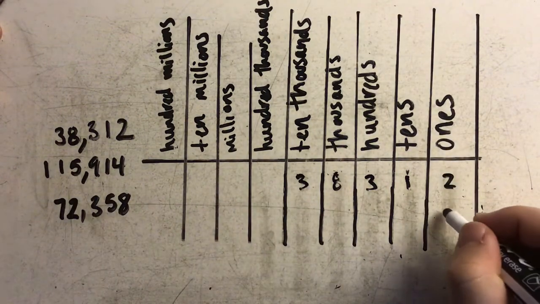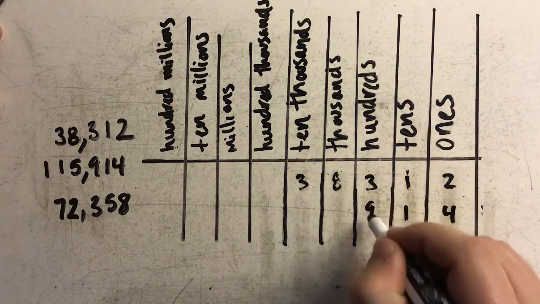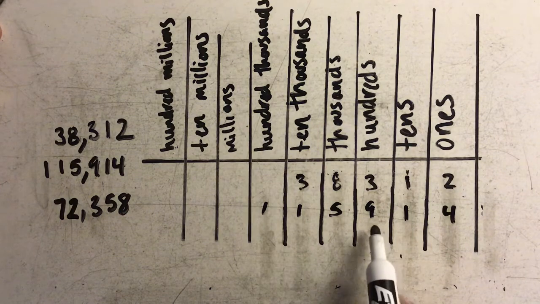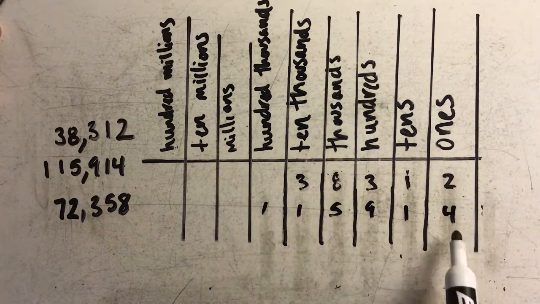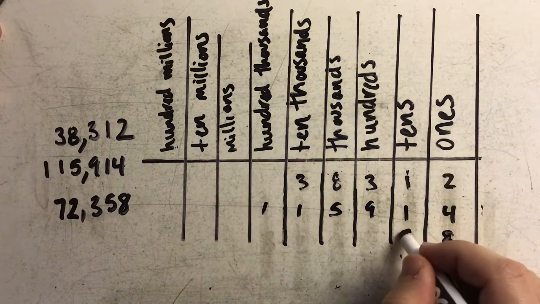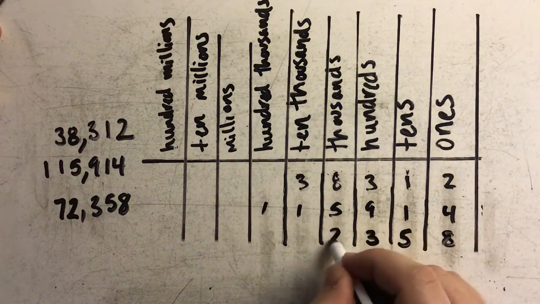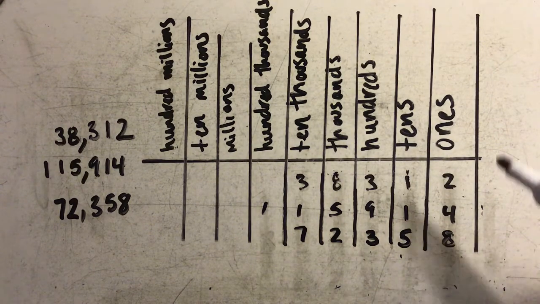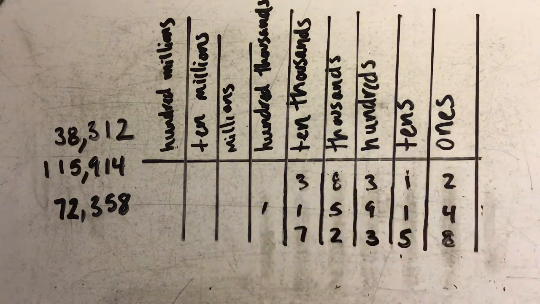My next number, again, I'm starting in the ones. So 115,914 would fall in line just like that. And finally, my last number, 72,358, would fall into the places just like that. And now what I have is a really easy way to look at the digits and look at the place value that each one of those digits falls in.